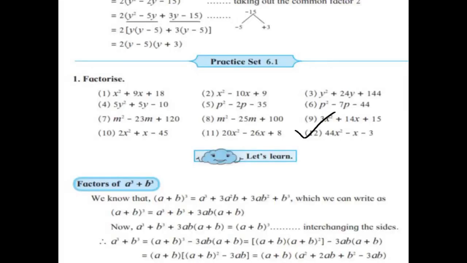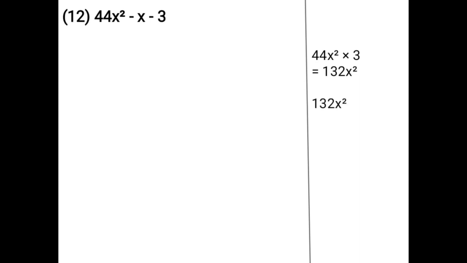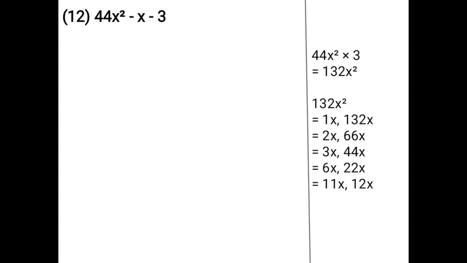44x² − x − 3. First you have to multiply the first term and the third term. That is 44x² into 3 is equal to 132x². Write all the factors of 132x². After writing all the factors of 132x², you have to choose the correct factors of 132x² to write the expansion form of the middle term, that is minus x.